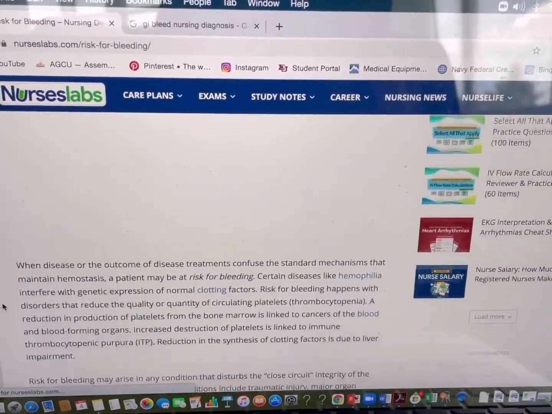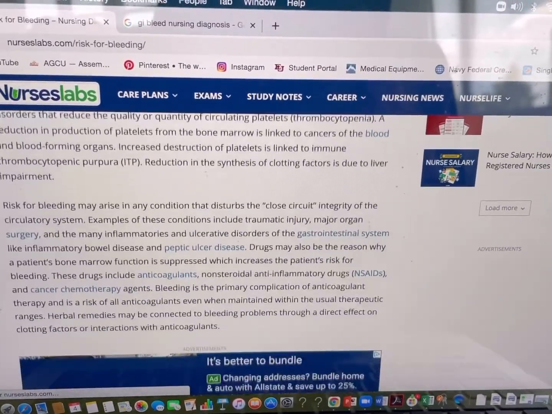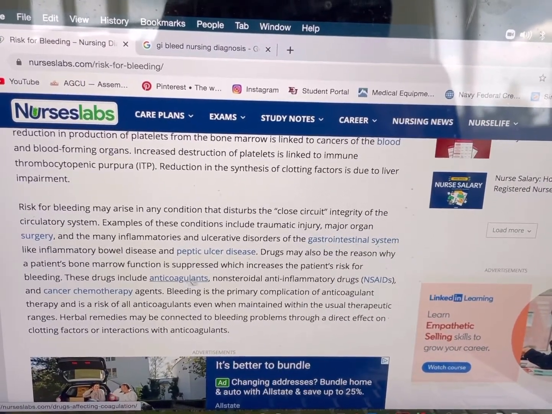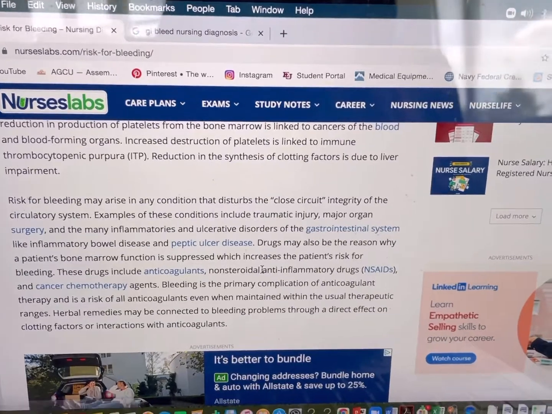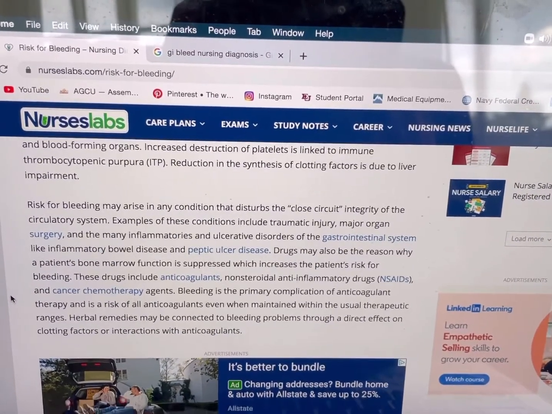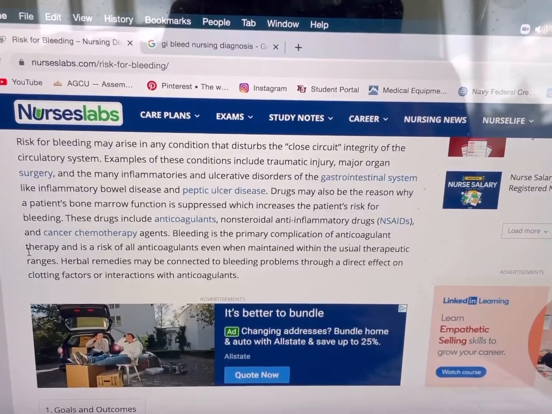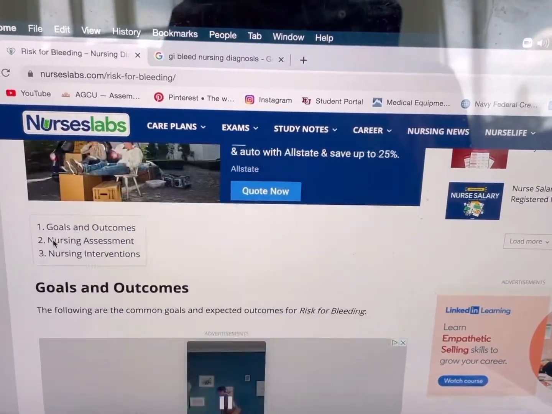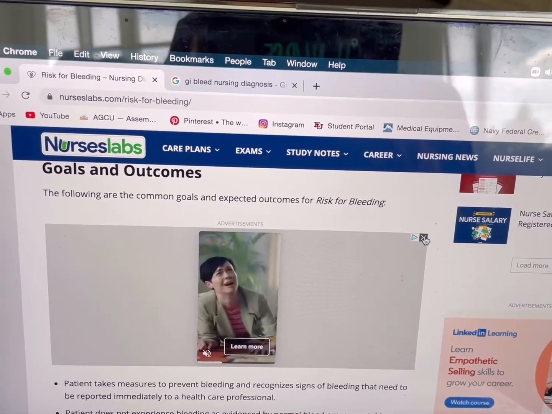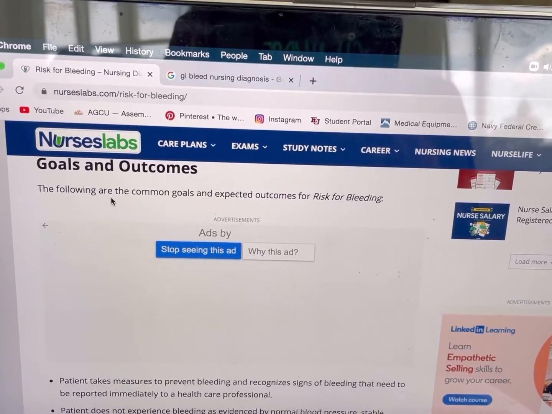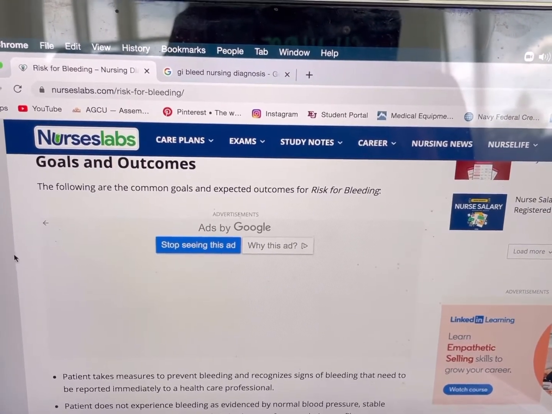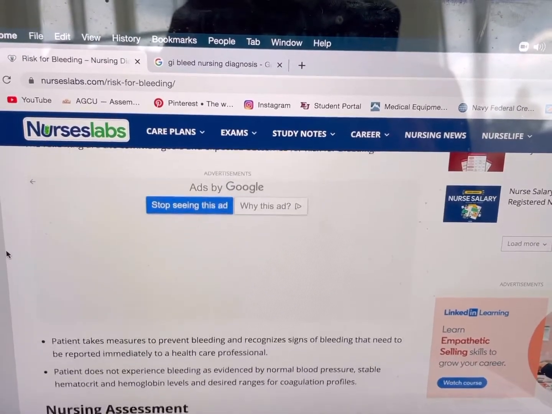So you can see, it gives you some explanations as to why it might happen. NSAIDs could cause it. So look at your patient's history. Have they been taking NSAIDs? Does that put them at risk? Cancer, chemo agents. And then you get your goals and outcomes. So you would use this to put in your little goals box that you saw back on my care plan. And this is what you're going to set goals for the patient.